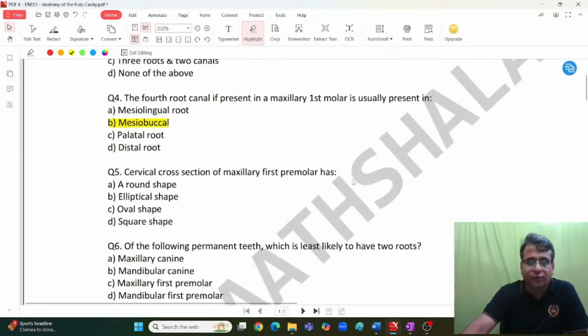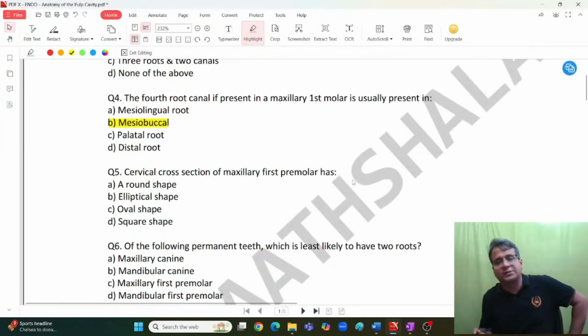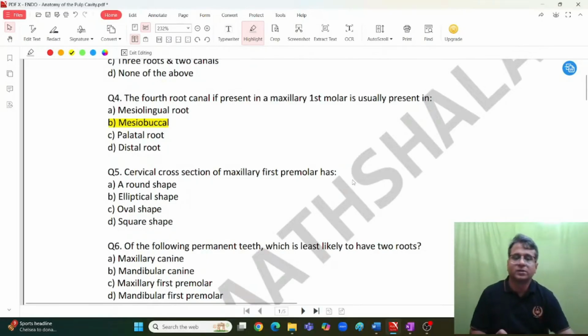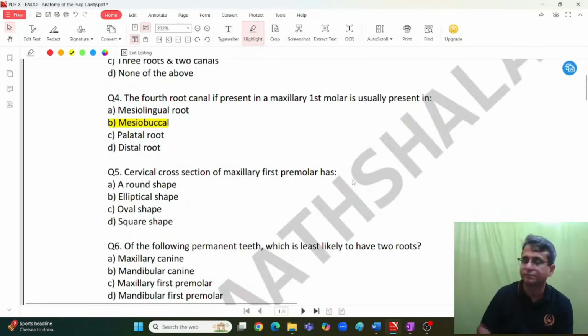So let's go to question number 5. The cervical cross section of the maxillary first premolar has... the cervical cross section... so what will be the answer? Yes, good, elliptical shape. Now why not oval?